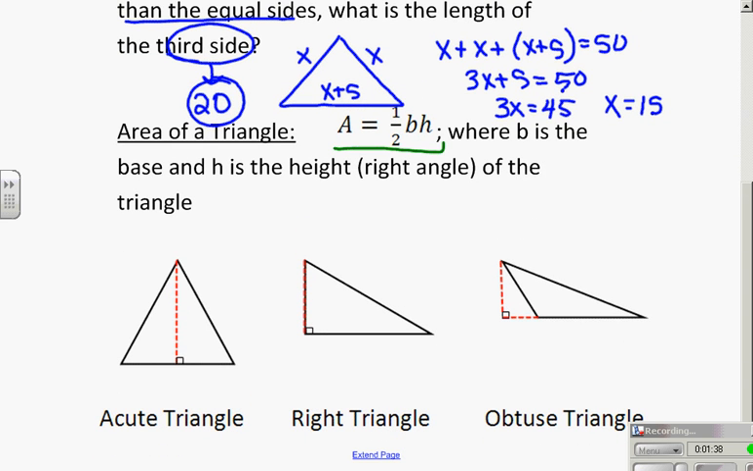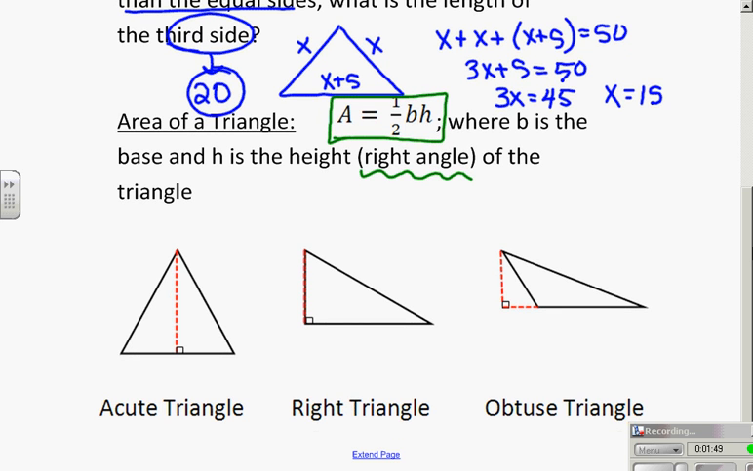The area of a triangle is calculated by 1/2 the base times the height, where b is the base and h is the height. The right angle is your key. Now, a couple of pictures to help you picture this. I always circle that right angle. That makes this the height and this whole side the base, because the height and the base are where that right angle meet. Obviously here, height and base.